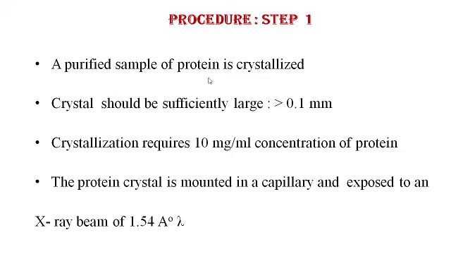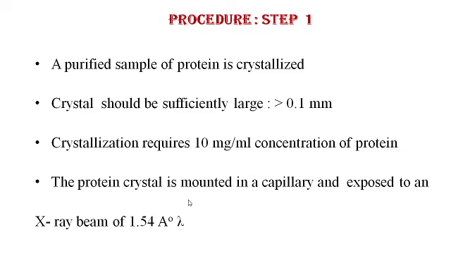Step one of the procedure is you first need to crystallize a protein. For crystallizing a protein, it is very much necessary to have a purified sample. The crystal has to be sufficiently large, and this is the basic requirement and a basic limitation of X-ray crystallography. The size of the crystal should be more than 0.1 millimeters. And to have a crystal of this size, you need quite a large amount of the purified protein, which should be at least 10 milligrams per ml.